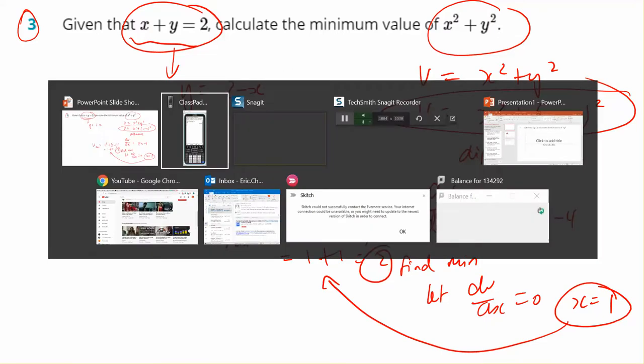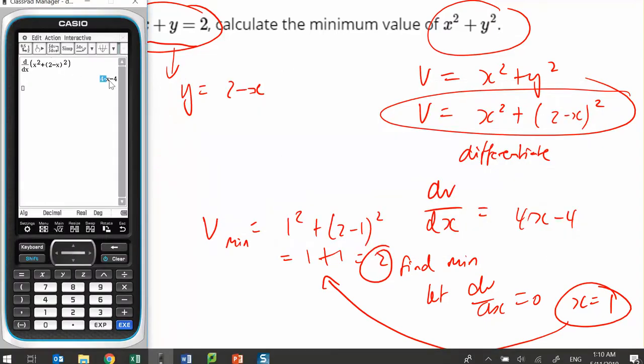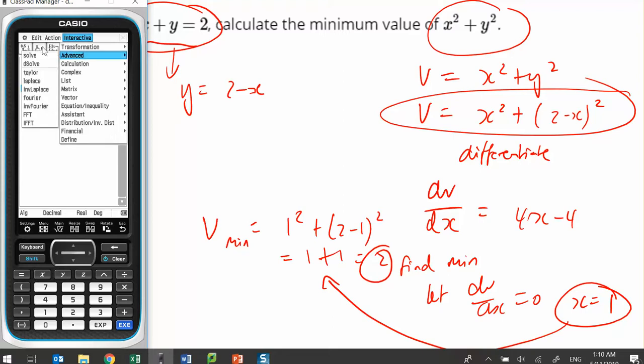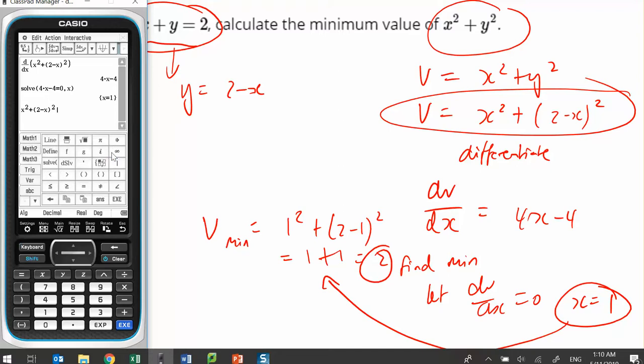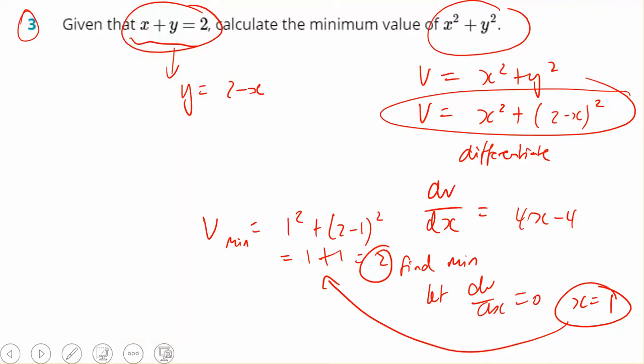So if you were to do it on a calculator, you'll go this equals 0, then go interactive and solve, and you sub that 1 back into the original. So you're given x equals 1, and you should get 2. So that's how you do question 3.